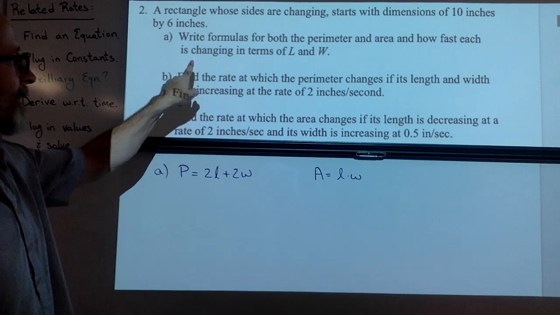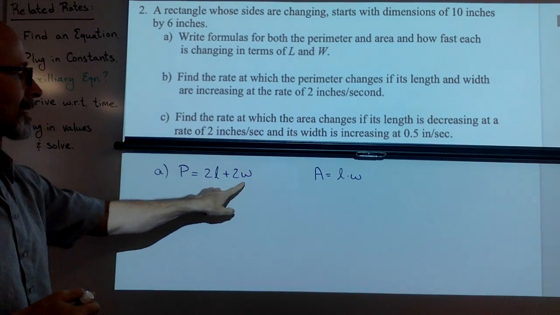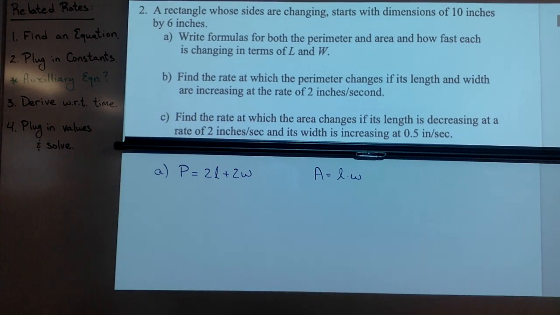There is one more thing. It says how fast is each changing in terms of L and W. So what we're asking for here is a rate of change. And these must be related rates. Maybe the change in the length and the width are related to each other. We'll find out. Let's go to step 2.